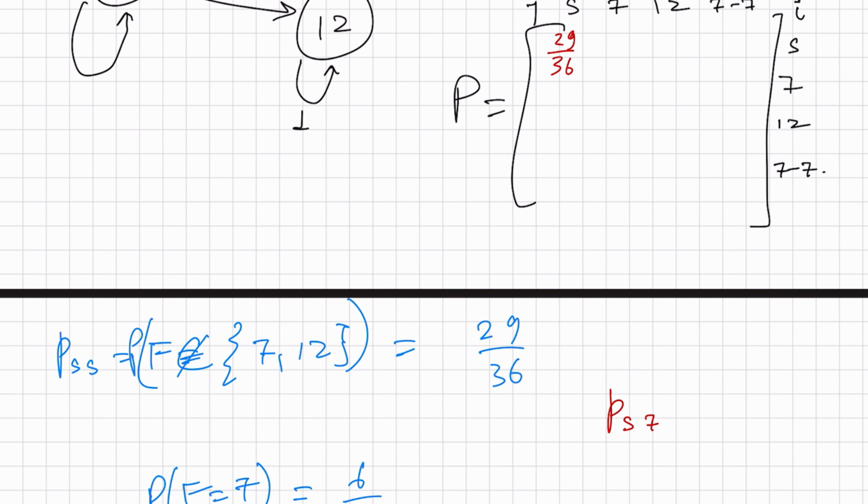What that basically means is the first roll is a 7. So this is 6 by 36. Then what's the probability it goes from S to 12? Again, this is 1 by 36. Now, what's the probability it goes from S to 7-7?